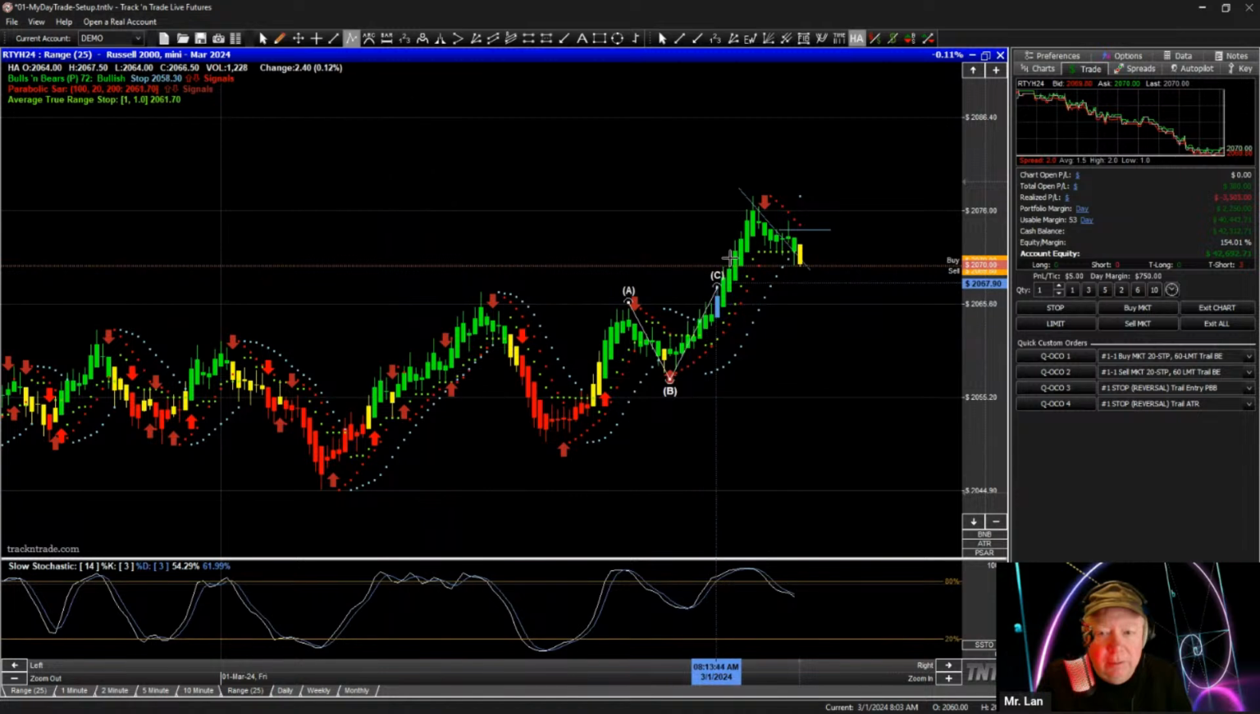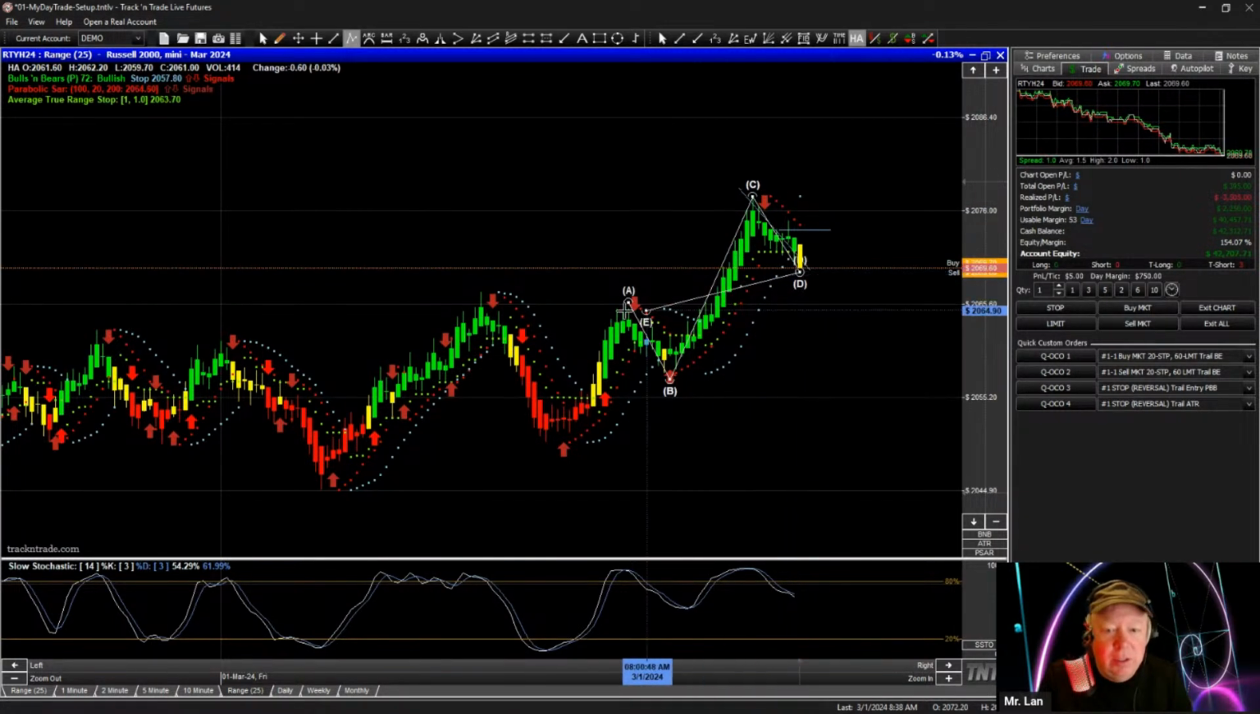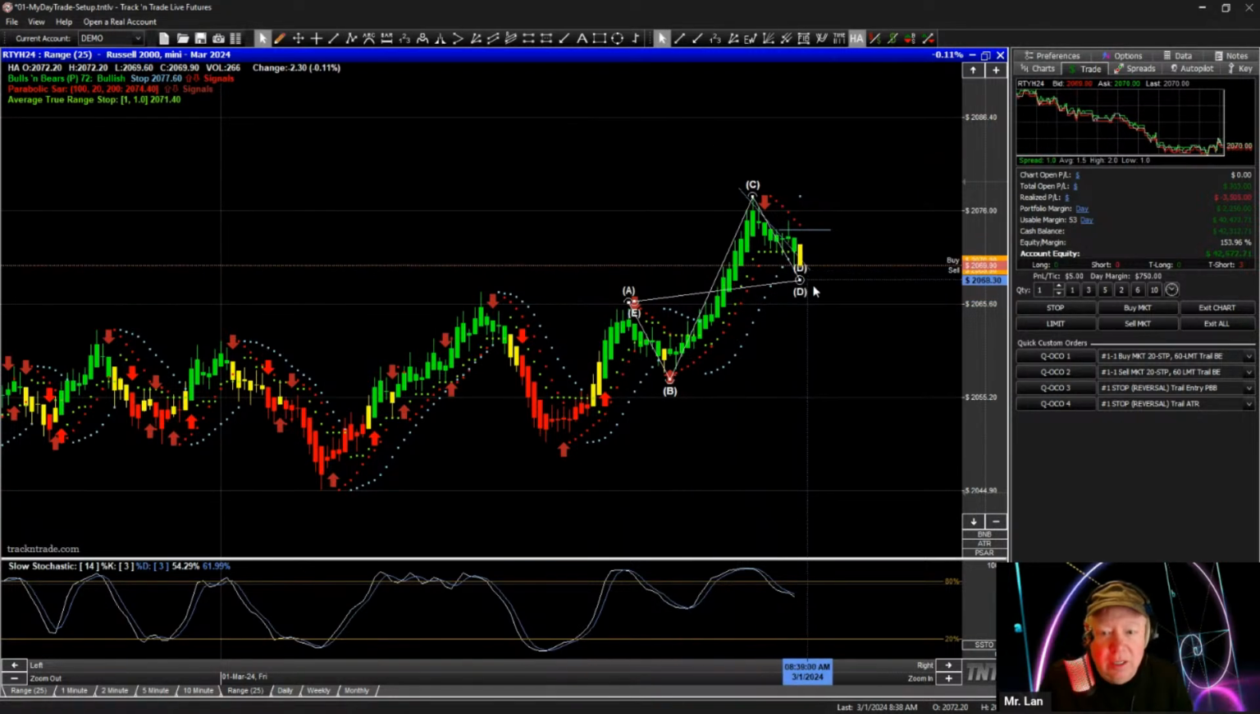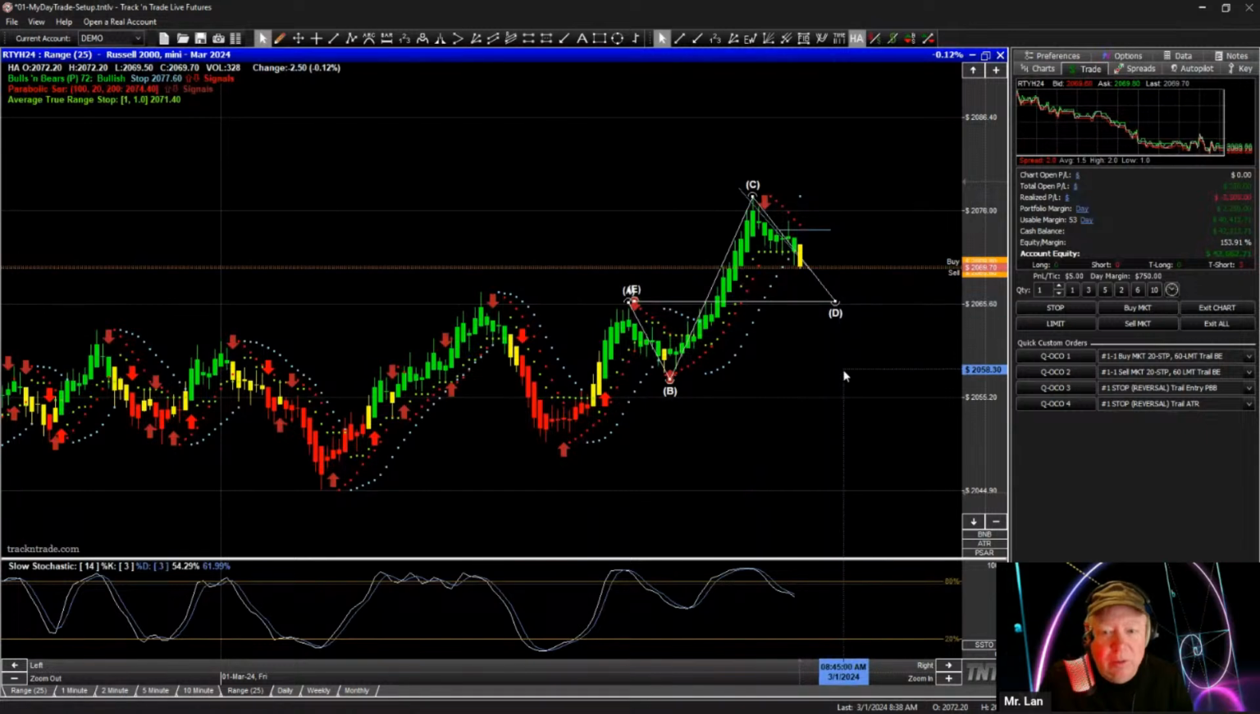So now we got a little, that's why I use the ATR. I just like the ATR a lot. You see me use the ATR a lot. So we're coming back to make ourselves a bow tie. Is that going to come all the way back down to the full bow tie? Probably where we'll see it come down to.